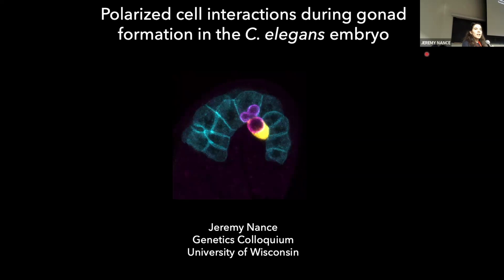He has been working with the C. elegans genetic model system, taking advantage of a bunch of genetic and cell biological approaches to study cellular and molecular mechanisms underlying different aspects of embryo development, from polarization to gastrulation to different aspects of organogenesis.